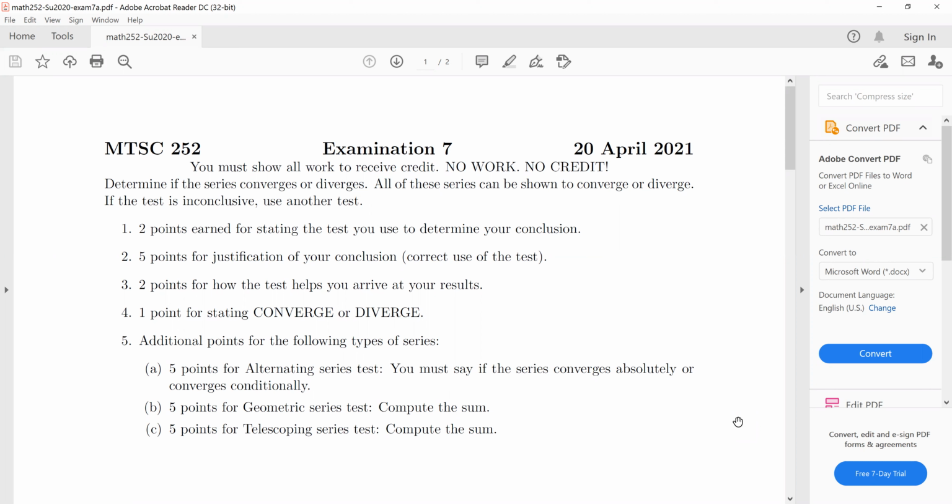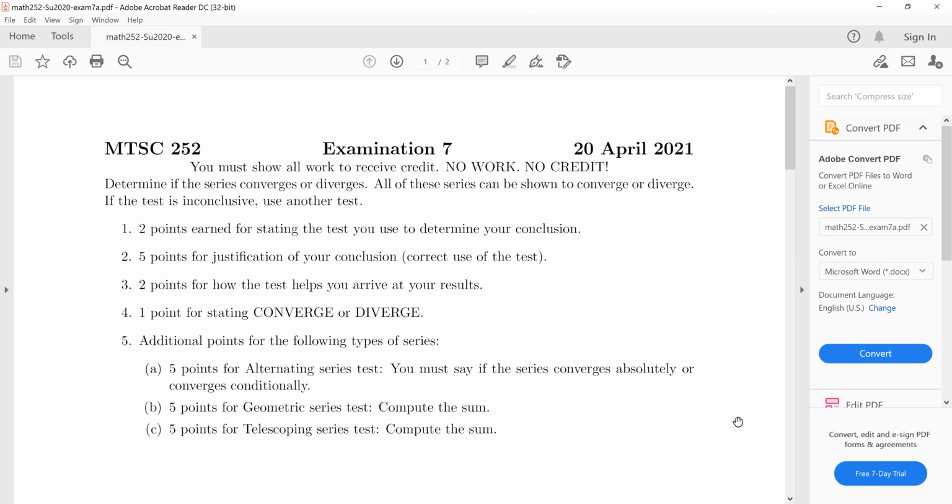If you do a test and you get to, let's see, the alternating series test, and you satisfy parts 1, 2, and 3, and you show that the limit of the u_n goes to 0, so if you have all 3 of those conditions, that will count for 5 points. That is your justification of the use of the test.